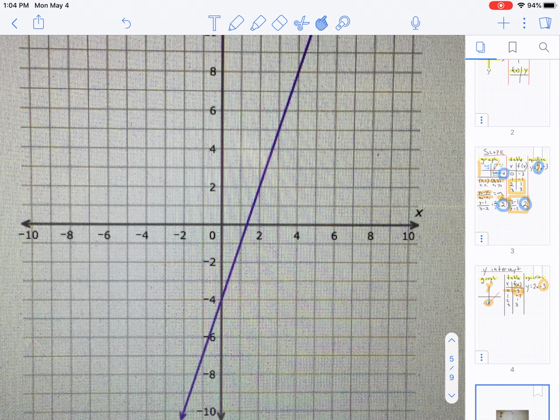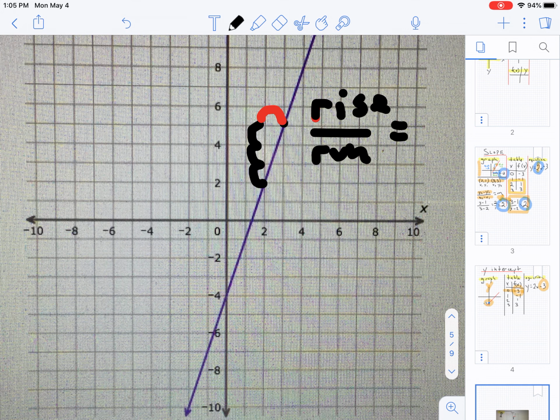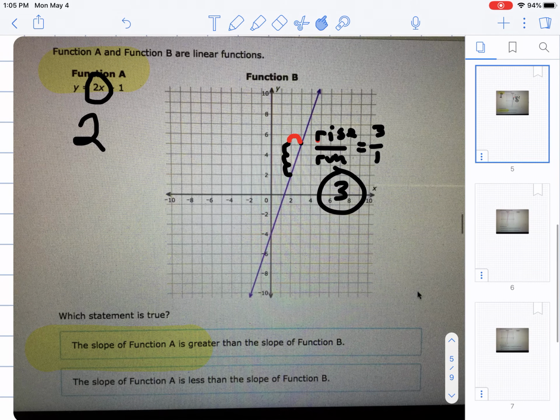There's a lot of ways we can do it, but let's look at 2 points where the line crosses the grid lines exactly, and we can see the rise is 1, 2, 3, and the run is 1. So slope is rise divided by run, which is 3 over 1, or 3. Okay, so we can see the slope in function A is 2, and the slope in function B is 3.